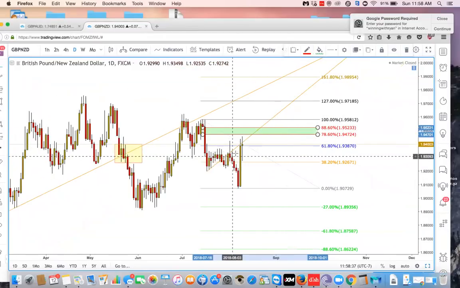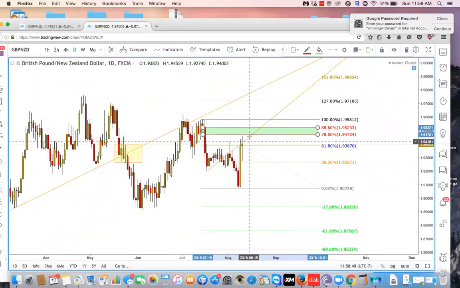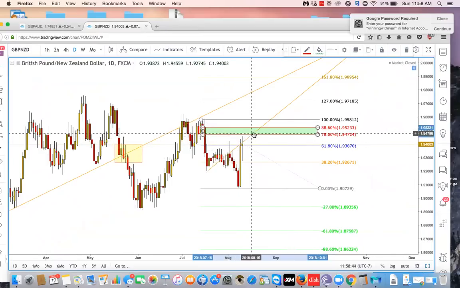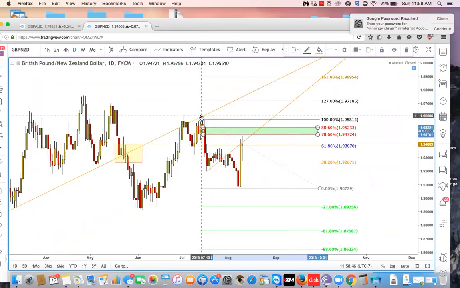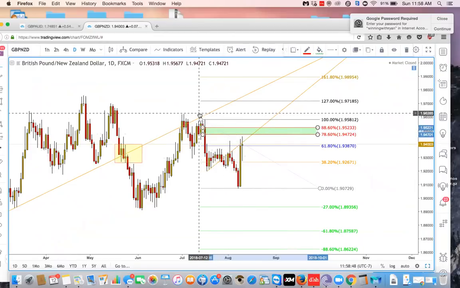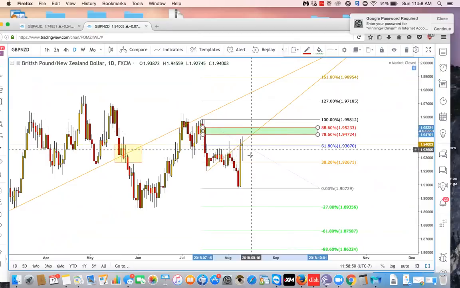If not, if you wait patiently for price to come back above the 194.2 area, or if it hits the 78.6 and you put your stop loss above the high, you're only risking probably like 100 pips to potentially gain 400, 500 pips. So it's pretty good risk to reward.